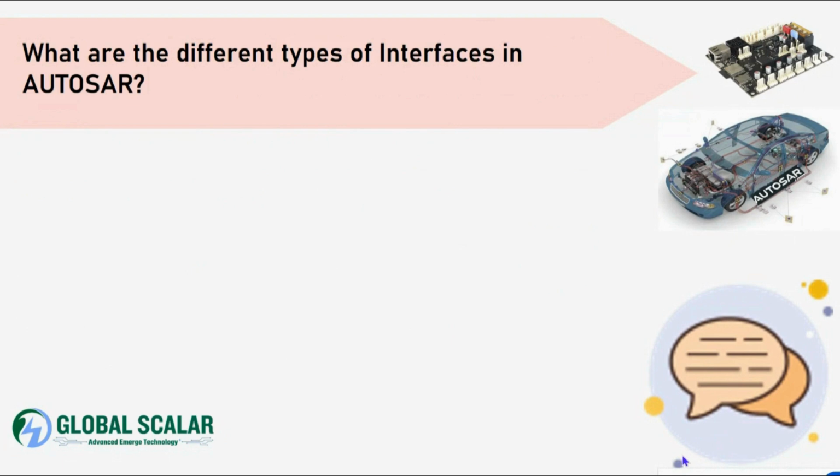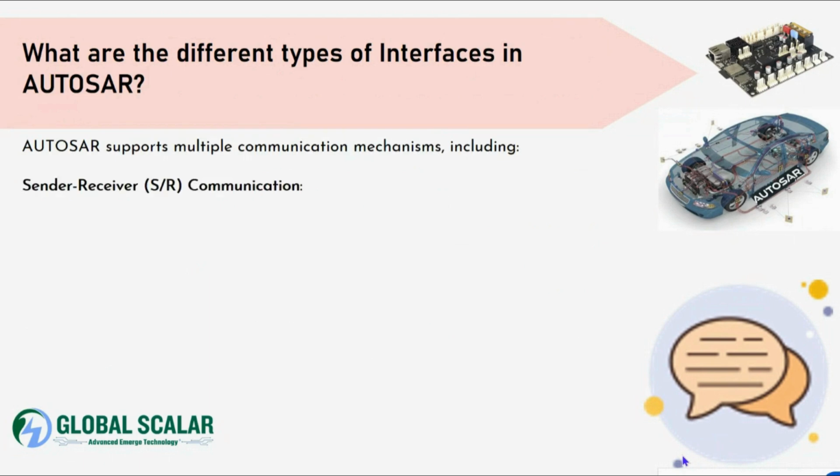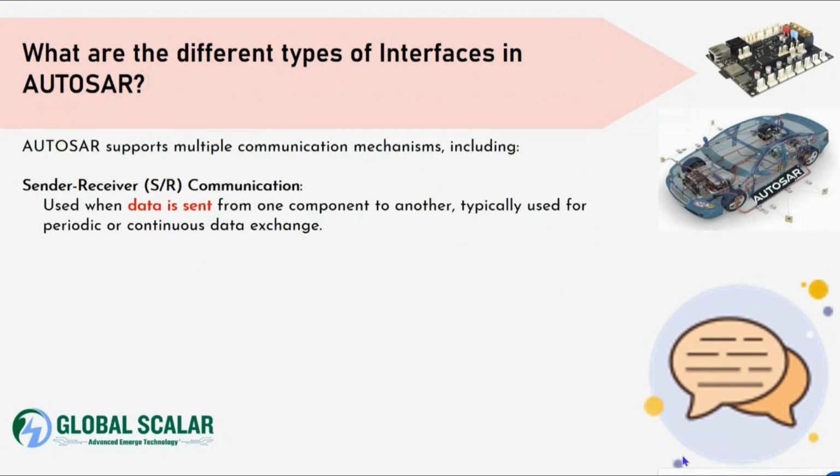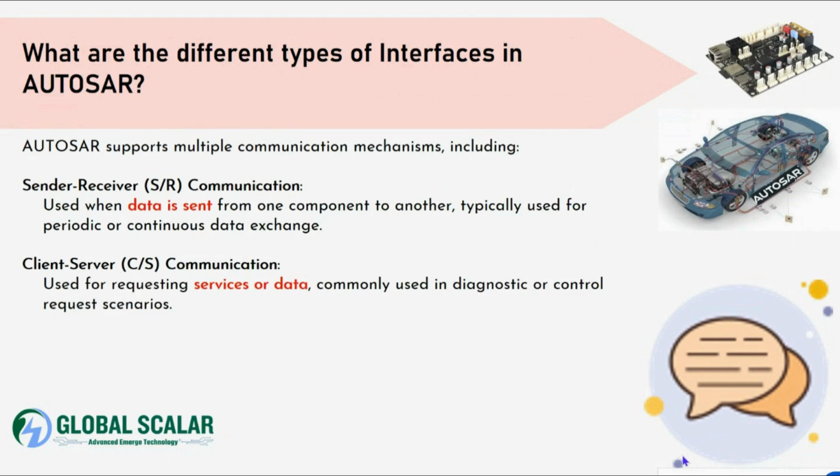What are the different types of interfaces in AUTOSAR? AUTOSAR supports multiple communication mechanisms, including sender-receiver communication, which is used to send data from one component to another, typically used for periodic and continuous data exchange. Client-server communication is used for requesting a service or data, commonly used in diagnostics and control request scenarios.